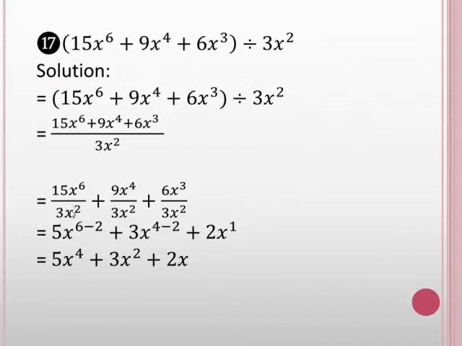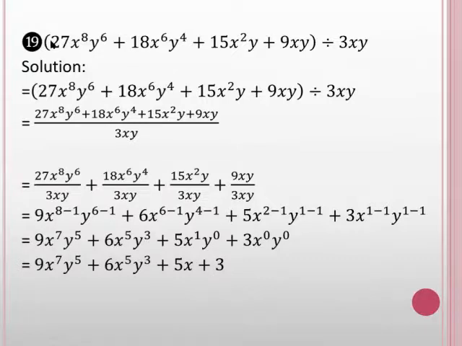Now here we apply the law of power of quotient. It means that when the variables are the same, their exponents are subtracted. It means 6 minus 2, plus 3x 4 minus 2, 2x 3 minus 2. Okay, here we write 6 minus 2 means we have 5x^4, 4 minus 2 means we have 3x square, plus 2x^1 means the answer is 2x. So the answer is 5x^4 plus 3x square and plus 2x.